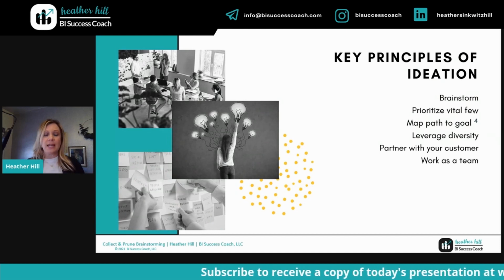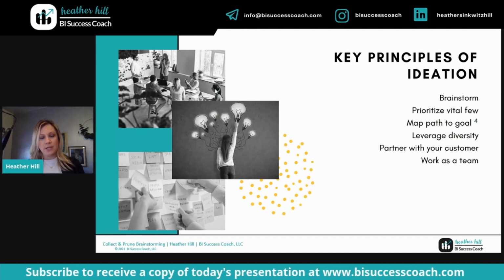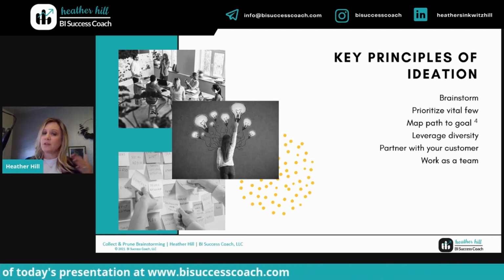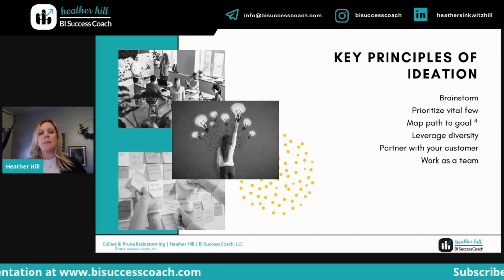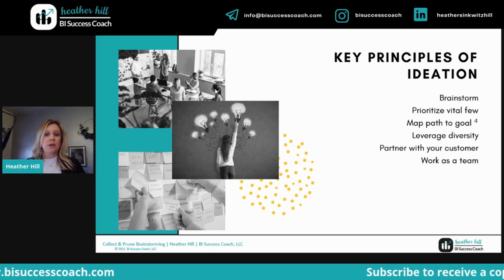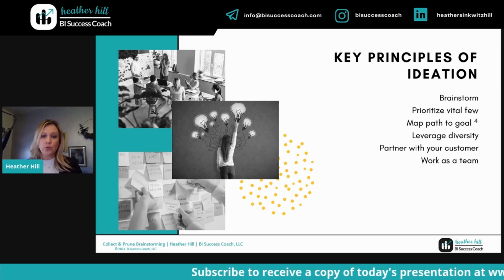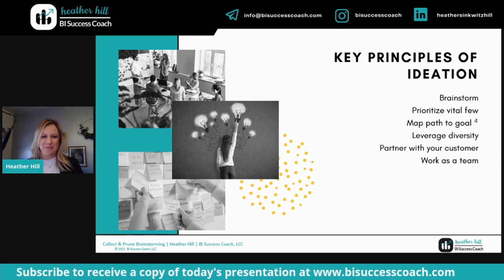Now, as we're sitting in the room doing our brainstorming, it's really important to leverage diversity. It's important to have a diverse set of thinkers from different backgrounds, different education, maybe different areas of the business. Gender diversity is really important. All of this is important to have in the room as you're going through the brainstorming so we get the best set of ideas to solve our problem.